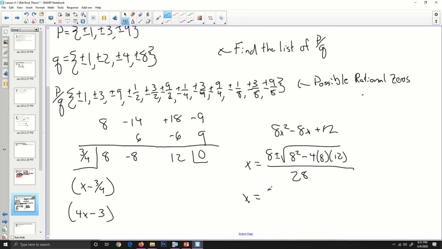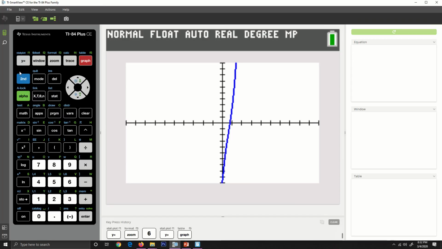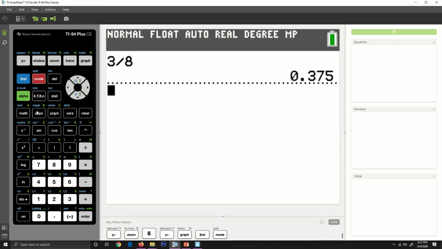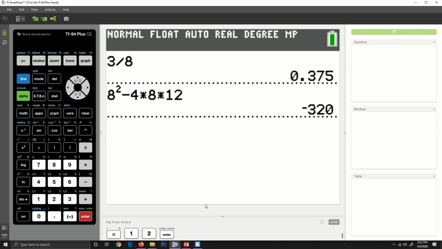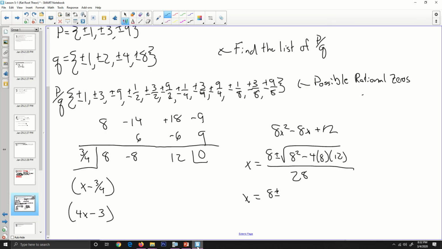So I get 8 on the outside, and then again, just because it's a big number and I want to keep it moving, I'll go 8 squared minus 4 times 8 times 12, and I get negative 320. 4 times 8 times, so I get square root of negative 320. All right, all over 16.